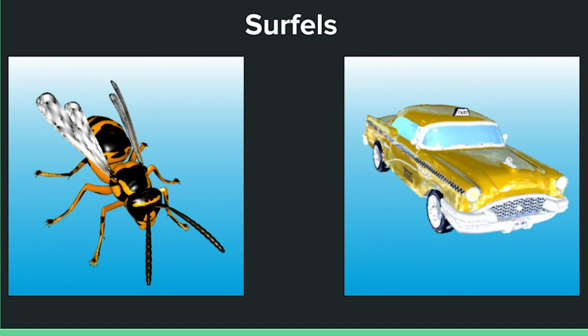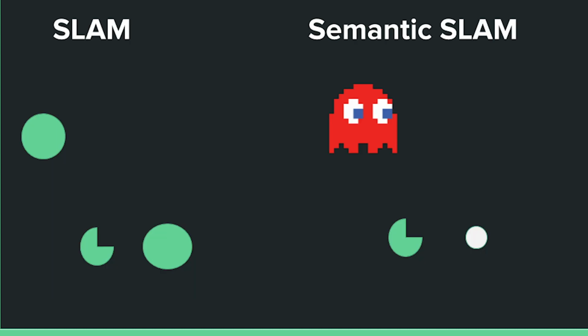SuMa++ achieves SLAM using something called circles. These are a basic element of some graphics engines. SuMa++ uses a variant known as Semantic SLAM. This means it uses semantic information to determine what objects are rather than only where they are. For example, the Pac-Man on the left knows where things are but not what they are. Semantic SLAM provides the context required to produce a more meaningful map.